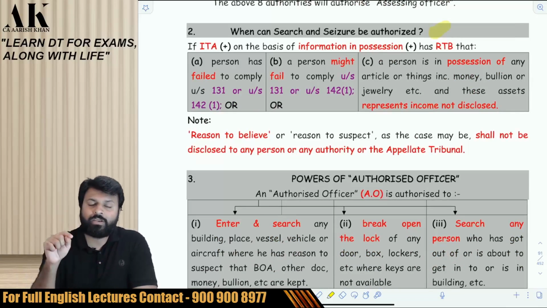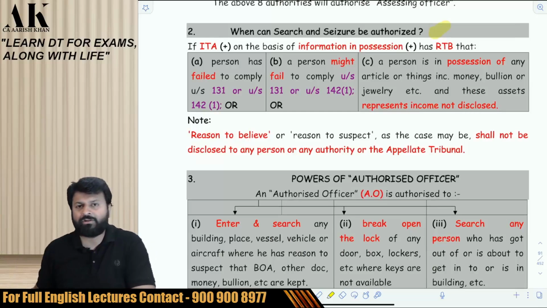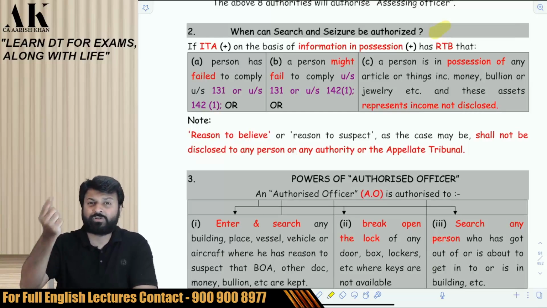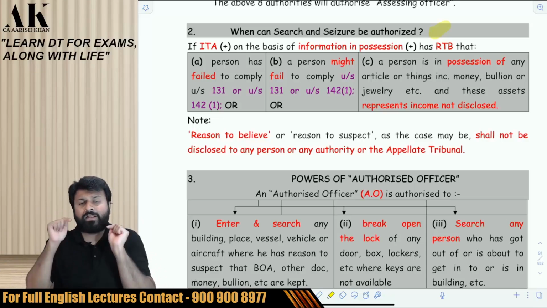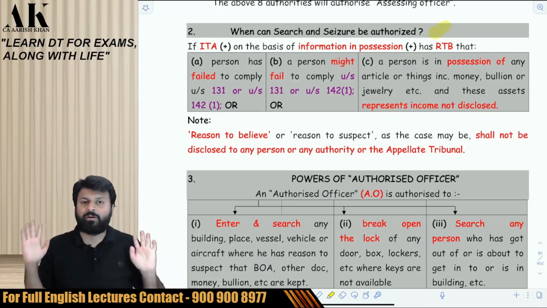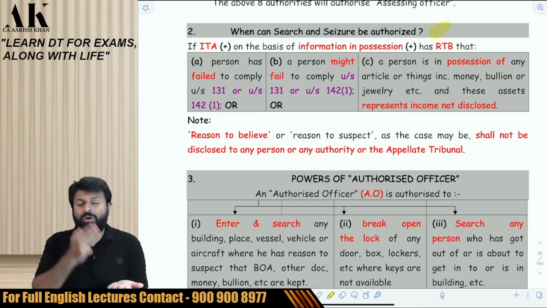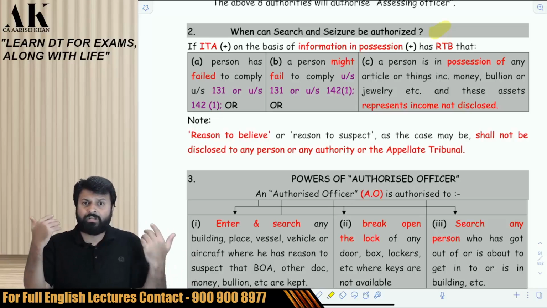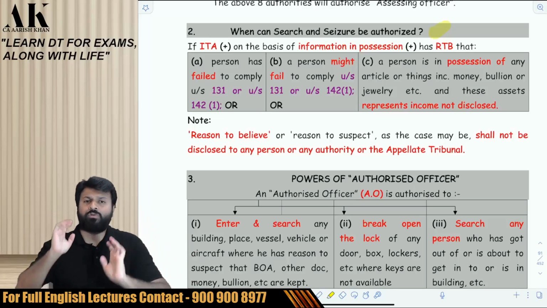But can they disclose to the High Court and Supreme Court? Yes. If the other party, that is the assessee, has filed a petition in the High Court or Supreme Court, then the department has to disclose that to what? The High Court and the Supreme Court, because disclosure to the High Court and Supreme Court is not restricted by this particular provision. It is only restricted in case of any person, authority and up to the appellate tribunal, not the High Court and Supreme Court. It means one can file a petition in the High Court and the department has to disclose that to the High Court or Supreme Court.